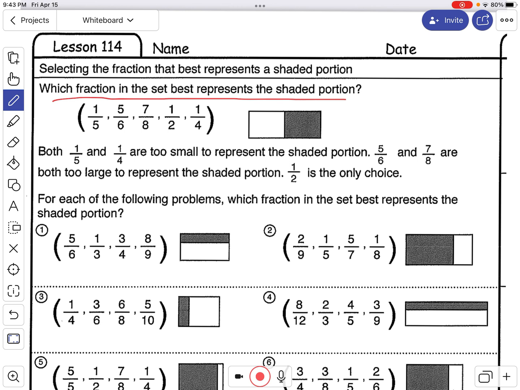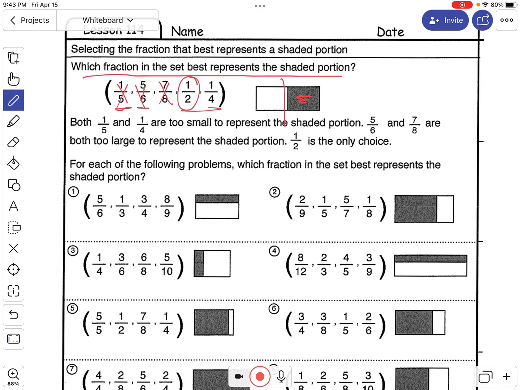Best way to do this is just to use kind of like a process of elimination. Get rid of the answers that could not possibly be it. This shaded part could not be 1/5. That's not one part out of 5. It's not 5 out of 6. I mean, there's no way. 7 out of 8? Oh, it's 1/2 or is it 1/4? Well, it looks like it's split right in the middle. That would be 1/2. So I would pick 1/2 as the only choice that makes any sense.